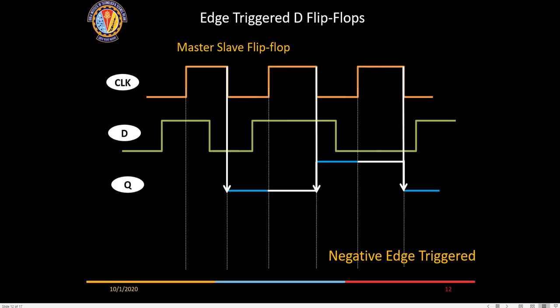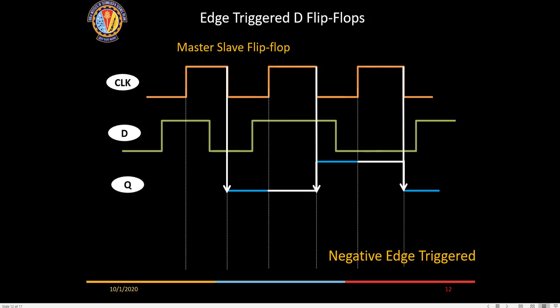Anybody? Whatever D changes in between, Q doesn't depend on that. Only during the change in the clock will it change its value. Correct. Hence this is known as a flip-flop. Flip-flops operate only on the edge transition of the clock. It will not be both edges; it will be either the positive edge or the negative edge. In this particular flip-flop design, it is negative edge triggered, so with every negative edge it is going to happen like this.